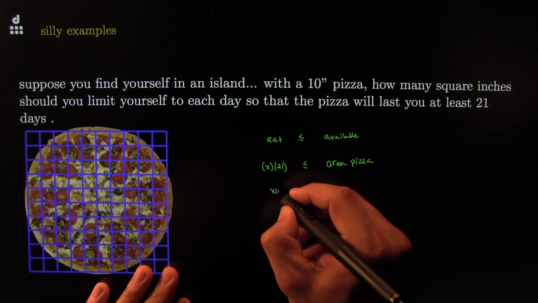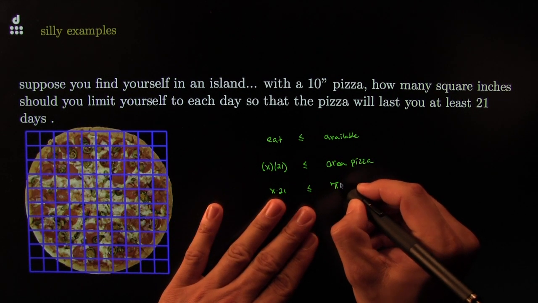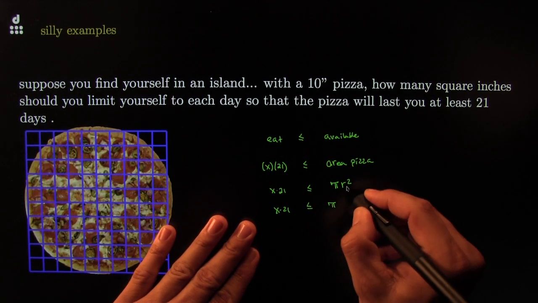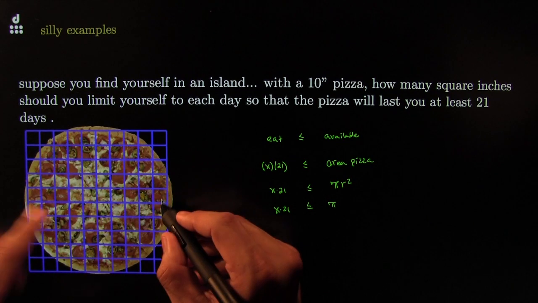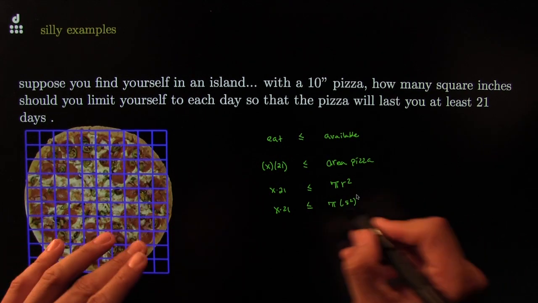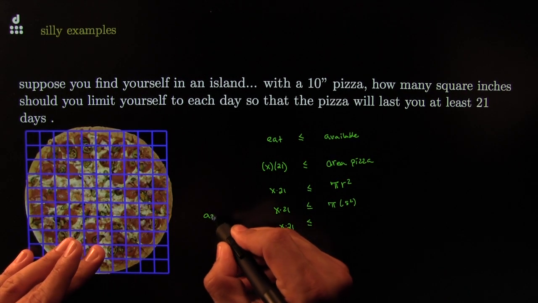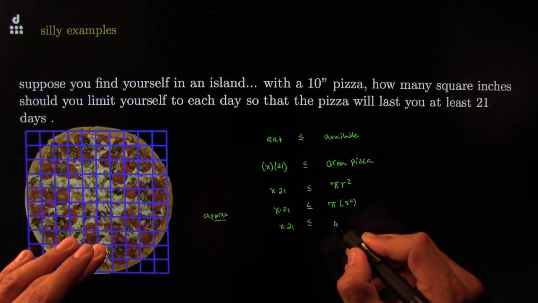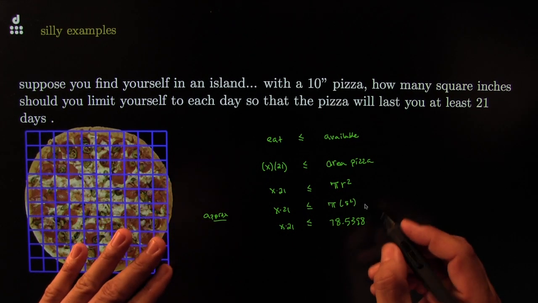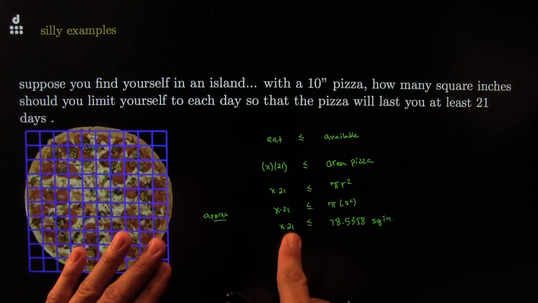So you could say this X times 21 is less than or equal to the area of the pizza, which would be, of course everybody knows it's pi r squared. So X times 21 is less than or equal to pi. R is the radius, so the whole thing is 10. The radius is 5, so it would be 5 squared. And so you can approximate that using some sort of calculator or whatnot. At this point it's just approximate, by the way, it's no longer equal. This would be about 78.5398. Just doing that in my head real quickly. This is how many square inches you have available, and you got to spread that over 21 days.